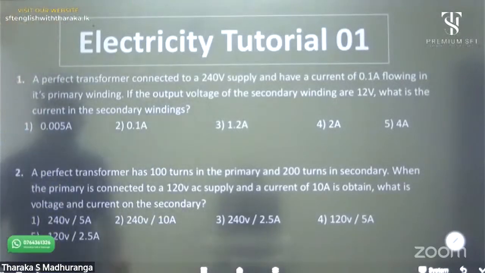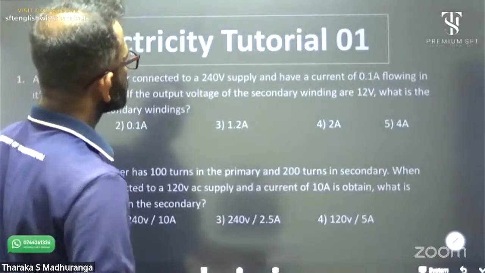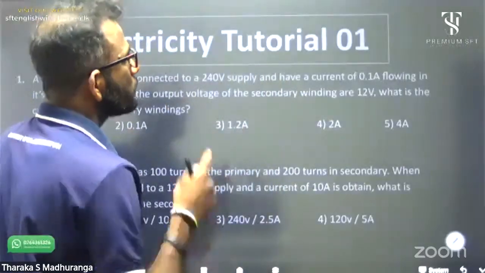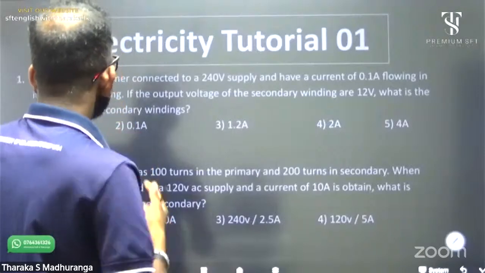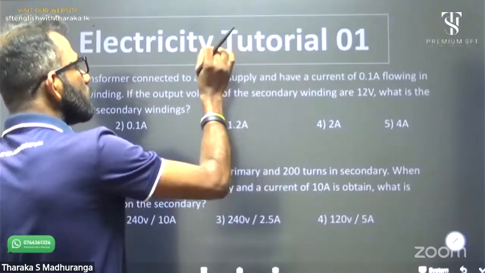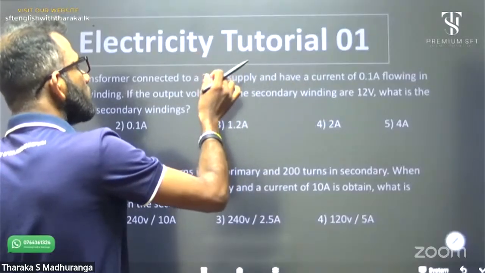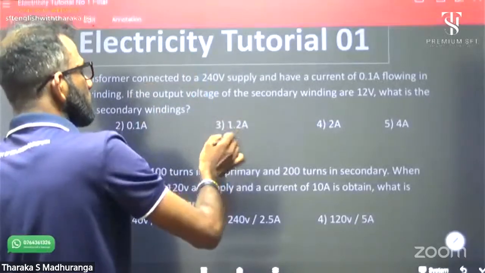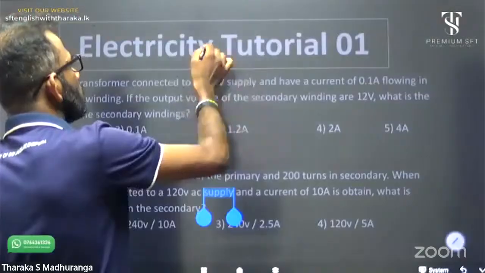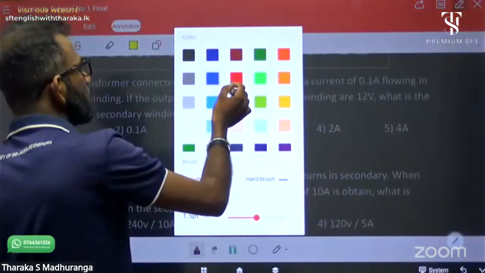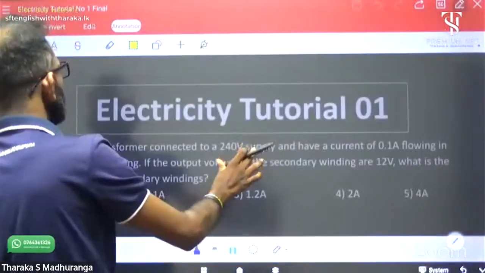Check again your answer. A perfect or ideal transformer connected to a 240 voltage supply has a current of 0.1 flowing in the primary winding. Now what is the equation? I want the relationship between voltage and current of an ideal transformer: the power equation, right? Primary winding power equals secondary winding power.